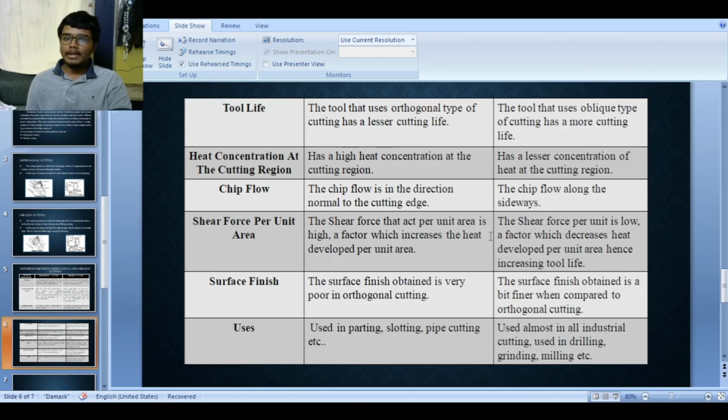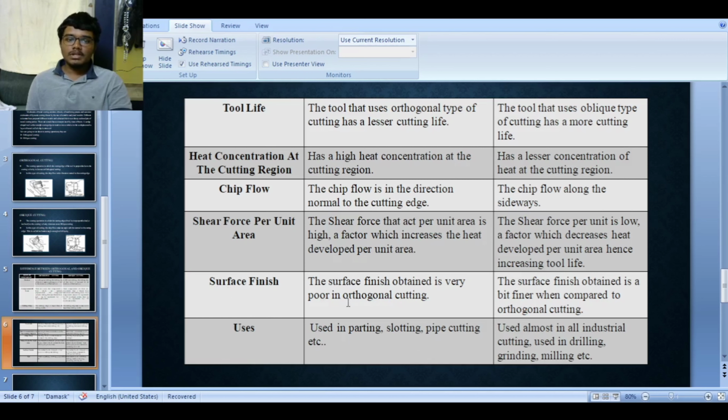So in oblique cutting, the shear force per unit area is low, a factor which decreases heat developed per unit area, hence increasing tool life. So in oblique cutting, the shear force between the workpiece and the tool is low. So due to low shear force, the friction will also be less, and obviously the heat generated will also be less. So the tool has more life compared to orthogonal cutting. As I said, the heat generation will also be high in orthogonal cutting and will be low in oblique cutting.